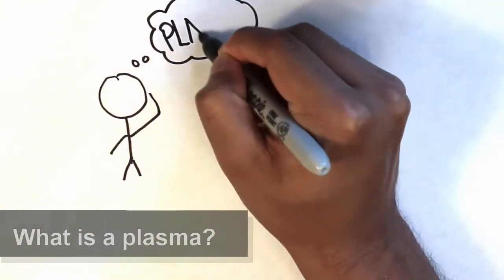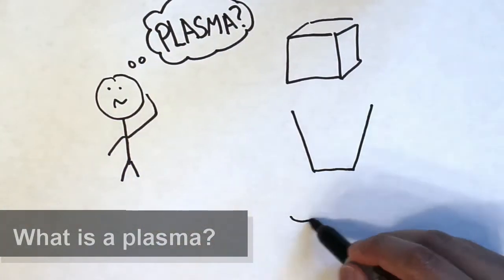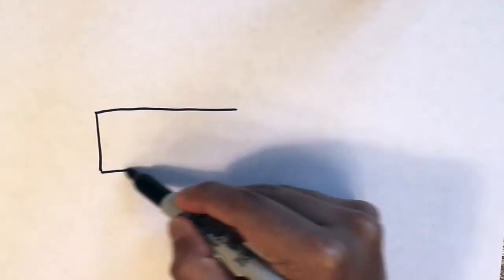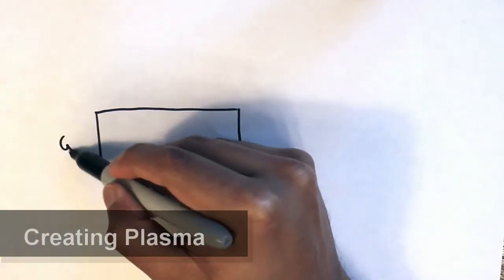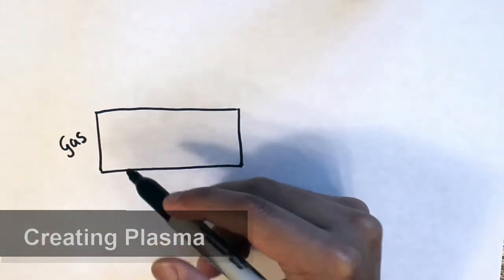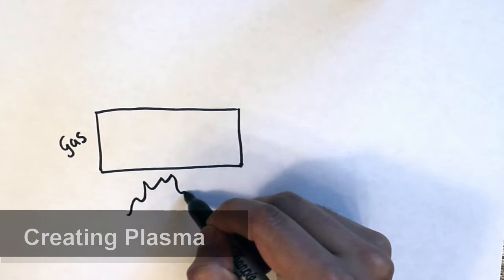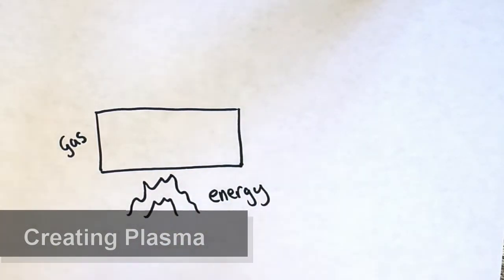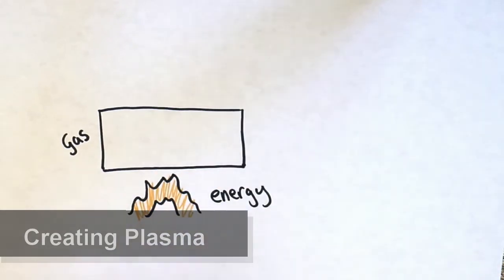Let's start by asking ourselves what a plasma is. You may have heard of plasma being referred to as the fourth state of matter. We can make matter transition from one state to another with the application of energy. Similarly, we can use this to create plasma. Let's take a sample of fixed gas in a closed system. We will supply the system with energy.